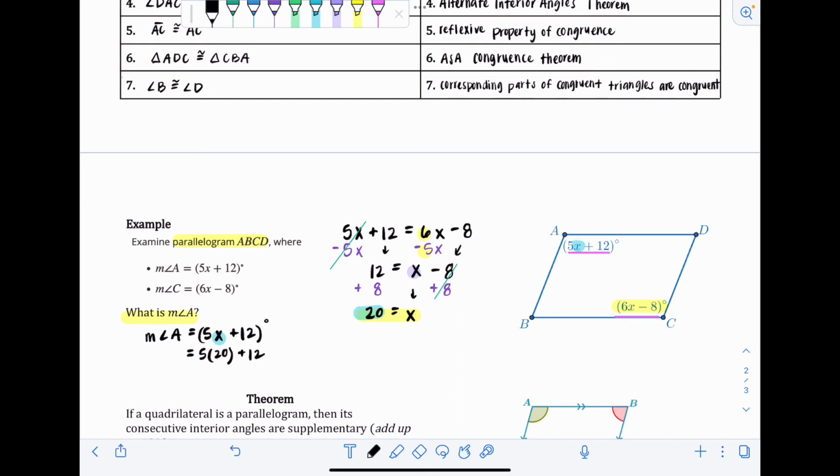Remember, order of operations like PEMDAS or GEMS, we would multiply before adding. So 5 times 20 is 100. Bring down the plus 12, and then now I can go ahead and add. 100 plus 12 is 112 degrees. So the measure of angle A is 112 degrees. I'm going to write it over here just so I have a little bit more space.